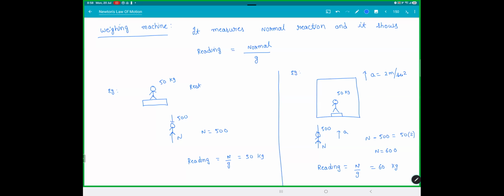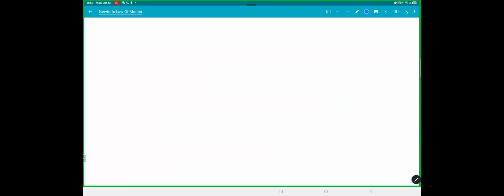So if someone wants to lose weight, the fastest way to lose weight is get into a lift and let it accelerate downward. You lose weight. You want to gain weight, get into the lift and accelerate upward, you'll gain weight. That is the fastest weight loss program, but temporary. But yeah. Let's see a question on this.